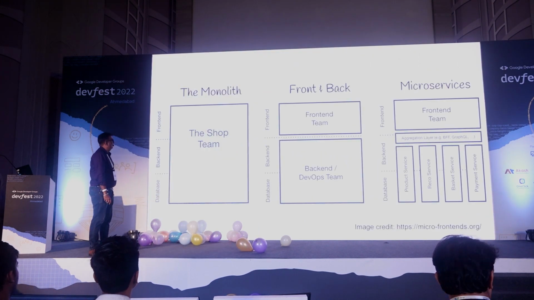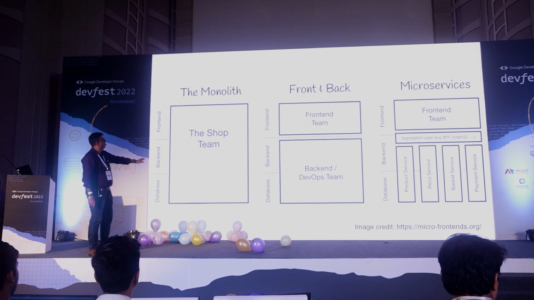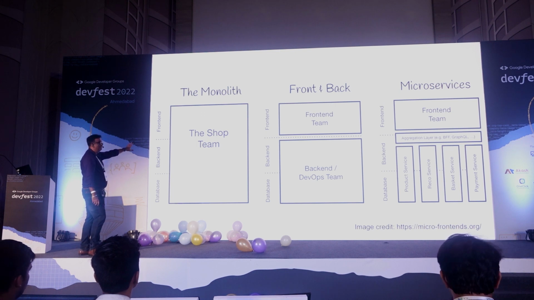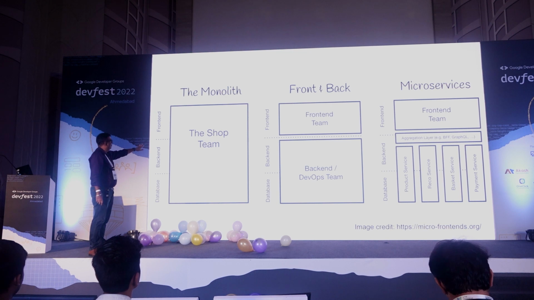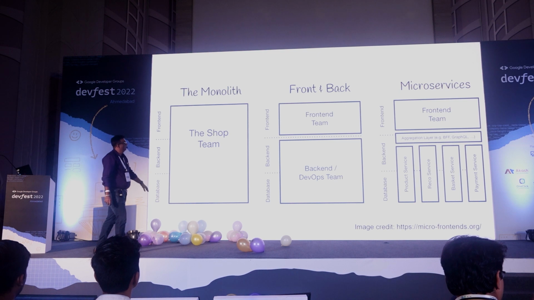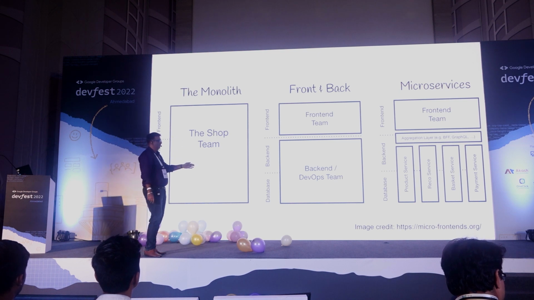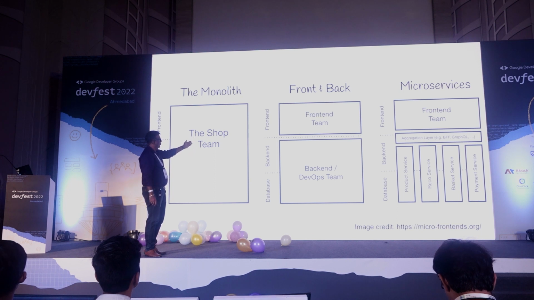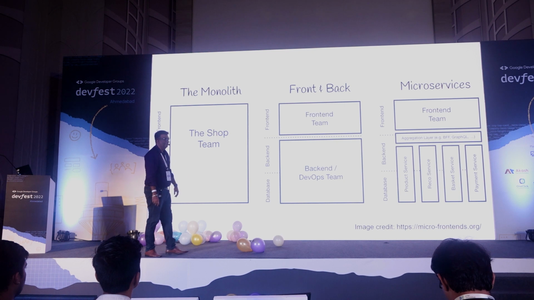So this is the example of a typical monolith application. Earlier, the team was doing the front-end, back-end, and database in the same code base, right? Then the technology evolved, and we now have front-end, back-end, and database, and the front-end has a different team and the back-end has a different team.